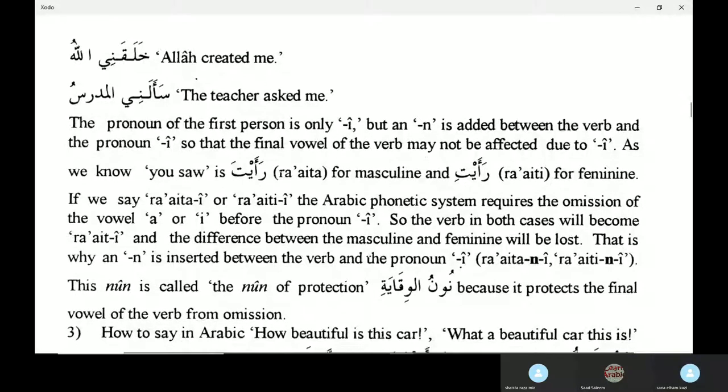Khalakhanilla. Allah created me. Salani. Sala nil mudarrisu. Mudarrisu. Sala ni mudarrisu, the teacher. Sala nil mudarrisu, right? We can also say sala nil mudarrisu. We can say sala ya. Sala nil mudarrisu. Teacher asked me.